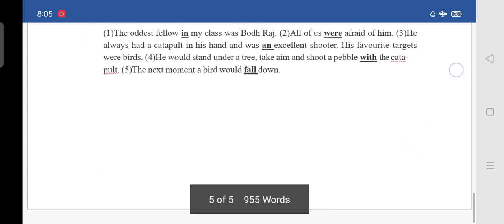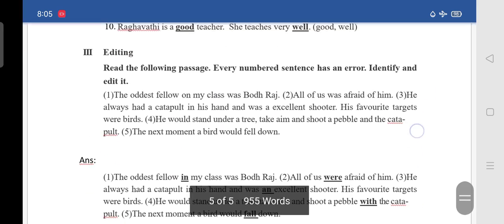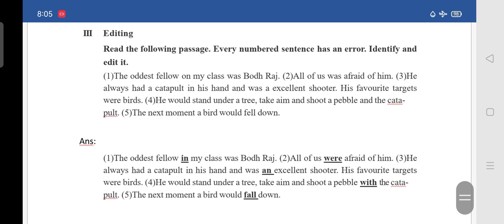So, I think you have understood till here. We'll be completing the remaining part of the lesson in the next session.